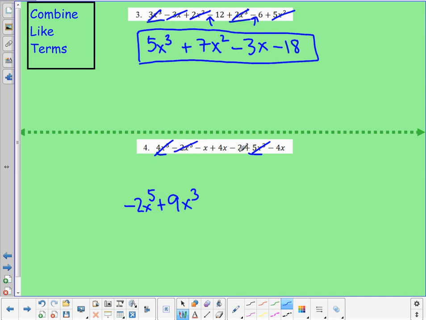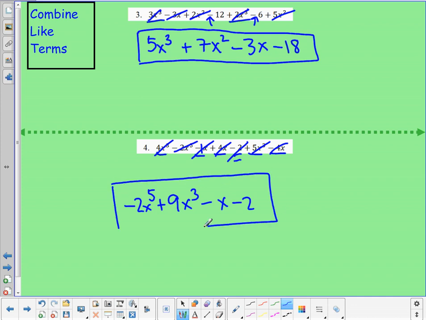There we go. Then the next power I see is x to the 1st, so here's a negative, here's a 4, here's a negative 4. So that's negative 1 plus 4, which is 3. 3 minus 4 is negative 1. So negative x, gone, gone, gone. And the constant, negative 2, is by itself. Done with that. And there we have it.